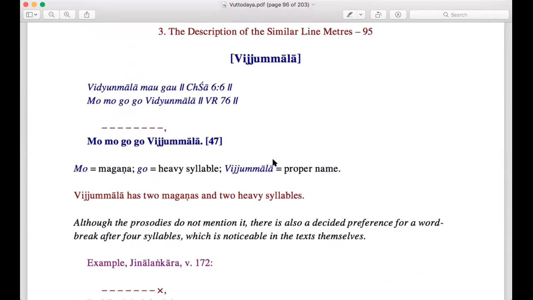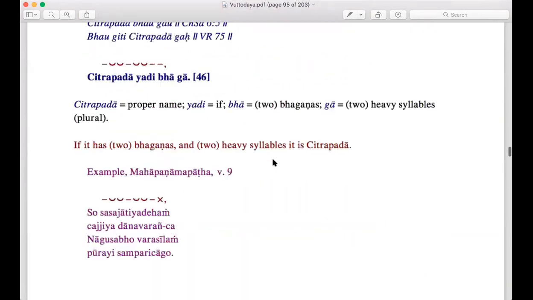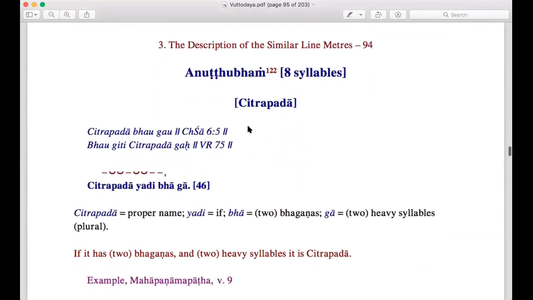Vijumala is the next, the second verse of Anuttubha group. The thing I was going to say is that in every verse you can see these 2 points. In the previous chapter also these were there. Like you see, CHSA and VR. So CHSA refers to Chanda Shastra, right? The CH for Chanda, SA for Shastra, and VR is for Vruttaratnakara.